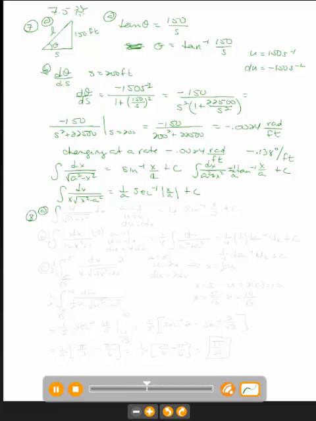So part A wants us to integrate 4 over the square root of 9 minus x squared dx. So I like to look at this as the a is 3 and the u is x and du is 1 dx. So the 4 is unnecessary. The 4 is just tagging along for the ride. So I'm going to pull it out. And then this turns into the arcsine of u over a, so that would be x over 3 plus c.